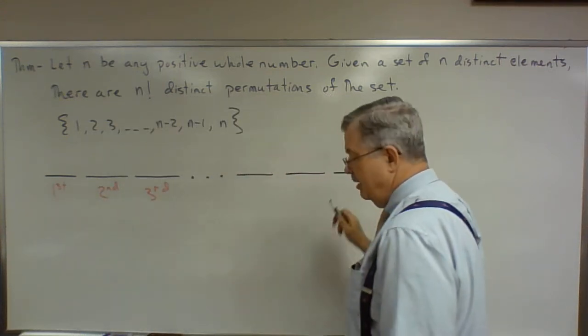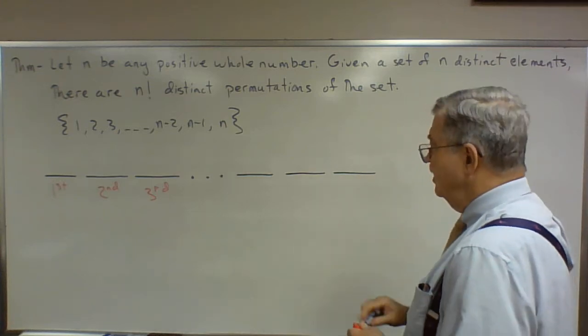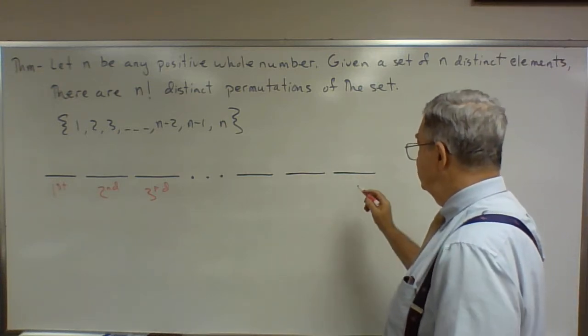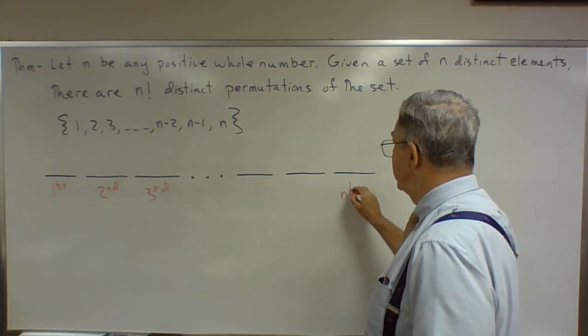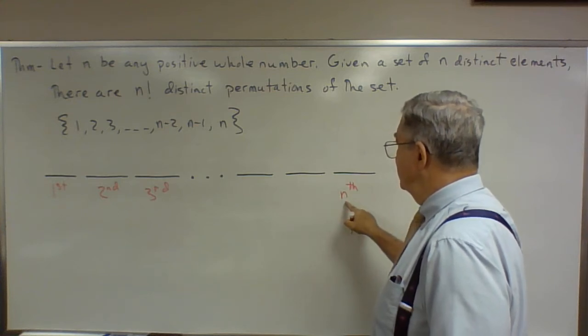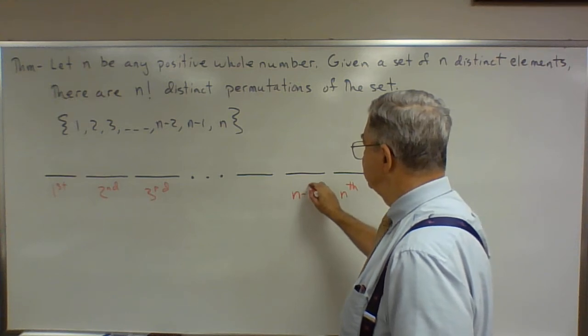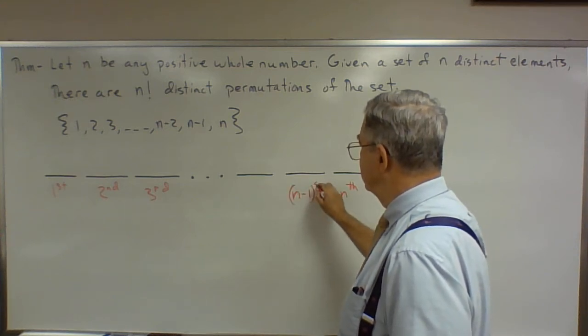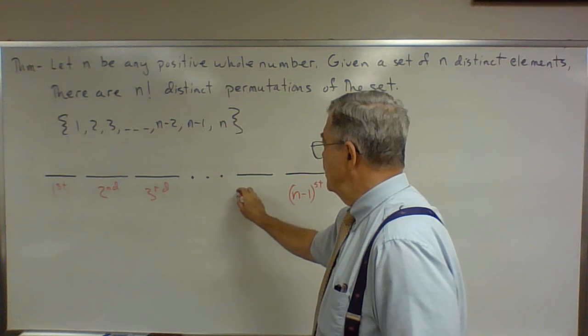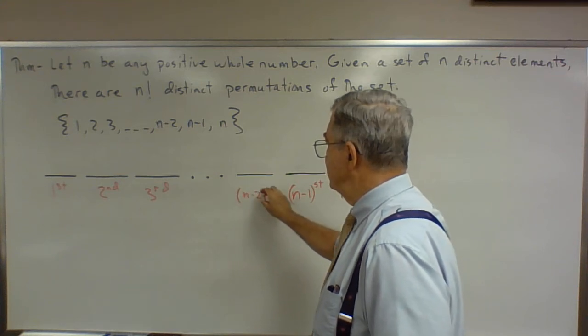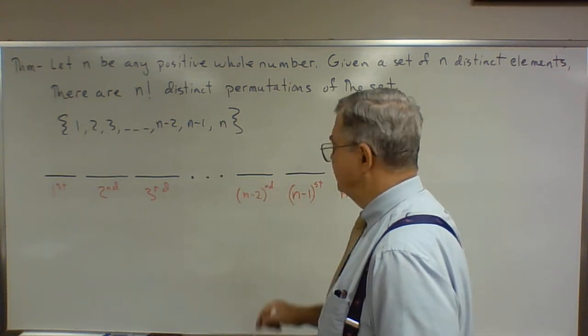The last element selected is going to be in the nth spot. The one selected before it will be in the n minus first spot. And the one before that will be in the n minus second spot.